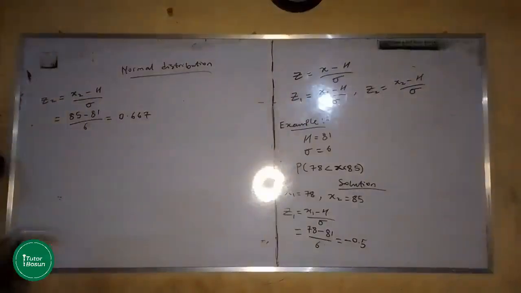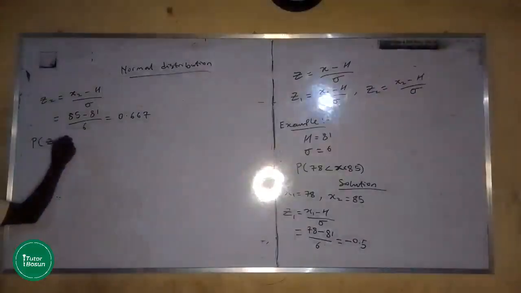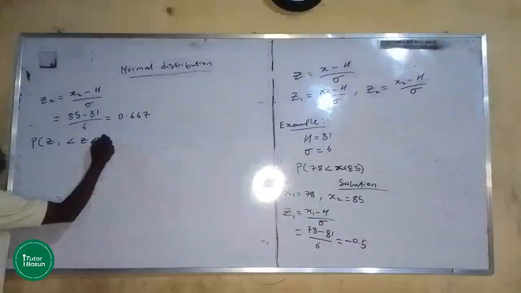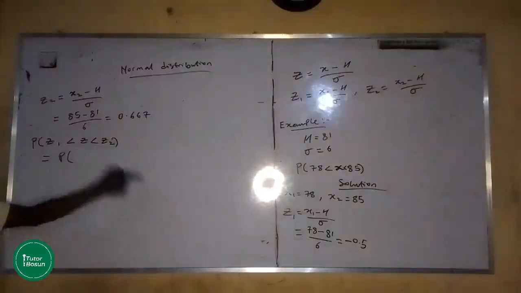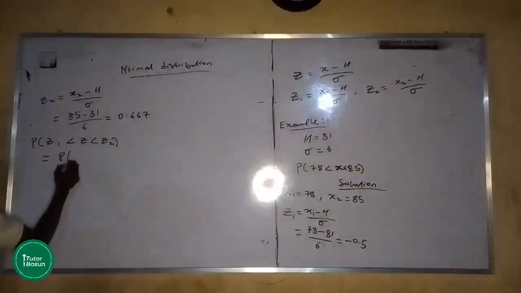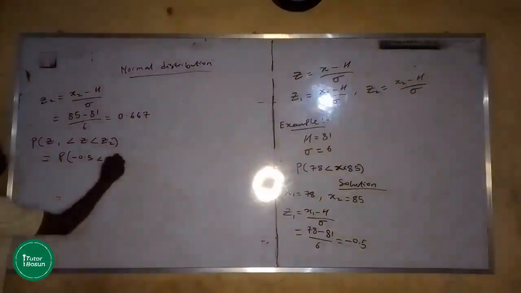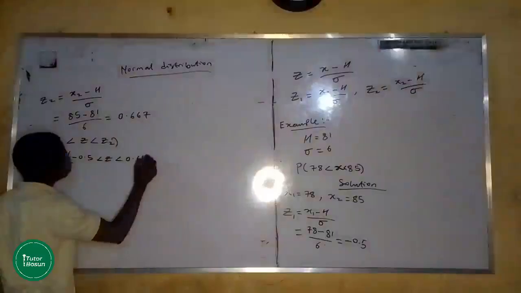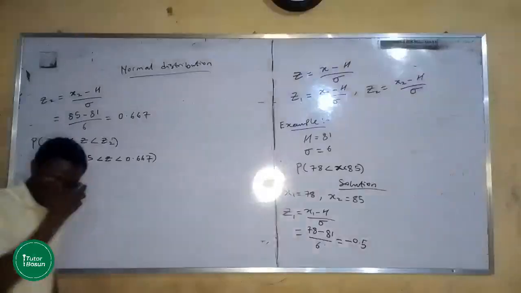So we can now write our probability as the probability of z1 less than z less than z2, which is equal to the probability of minus 0.5 less than z less than 0.667.